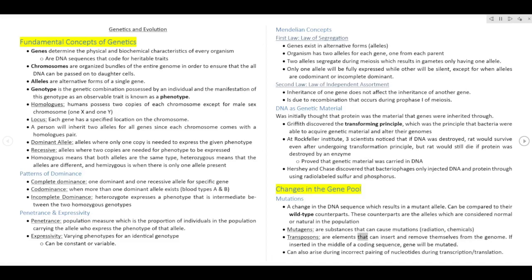Transposons are elements that can insert and remove themselves from the genome. If inserted in the middle of a coding sequence, the gene will be mutated. Mutations can also arise during incorrect pairing of nucleotides during transcription/translation.